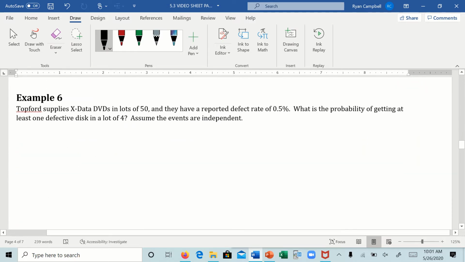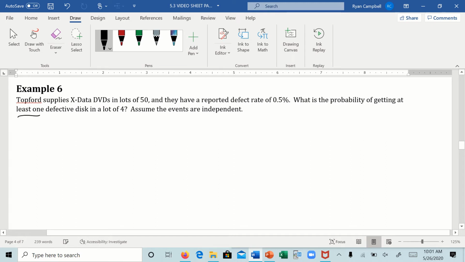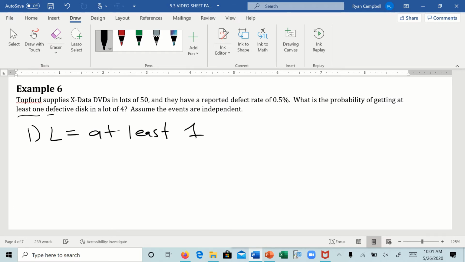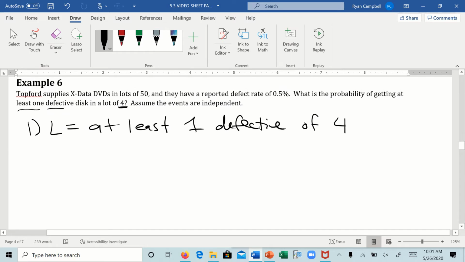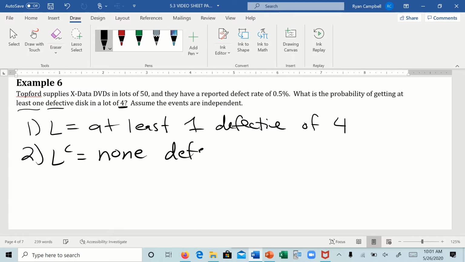So Topford supplies X data DVDs in lots of 50, and they have a reported defective rate of 0.5%. What's the probability of getting at least one defective disk in a lot of 4? And let's assume that the events are independent. All right, so it says at least one, so we're going to do our steps. Step 1, L. L is at least one defective of a lot of 4. Number 2, LC. So none defective of 4.